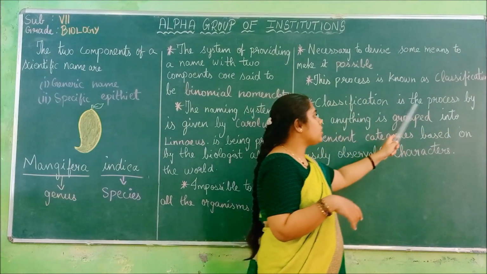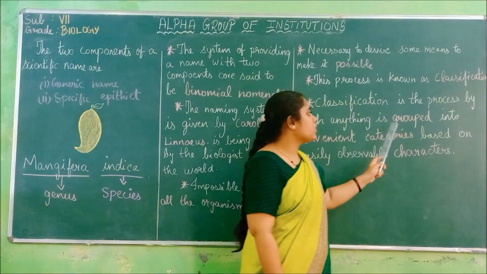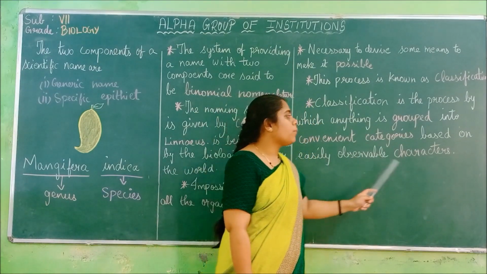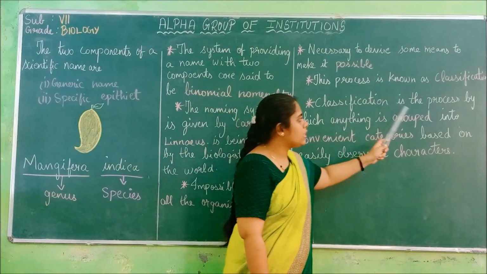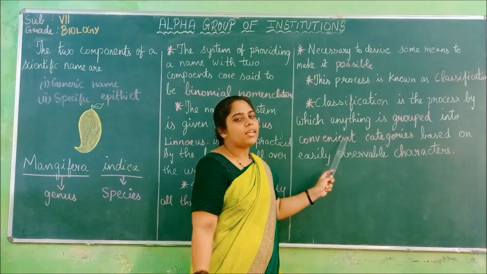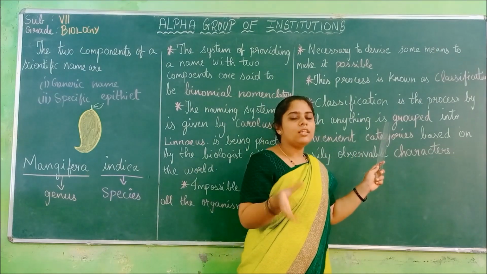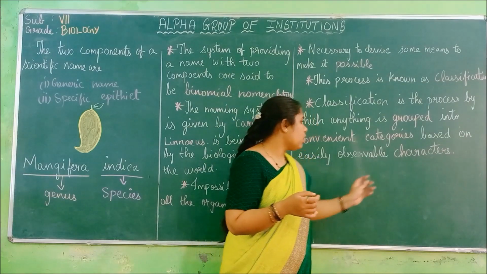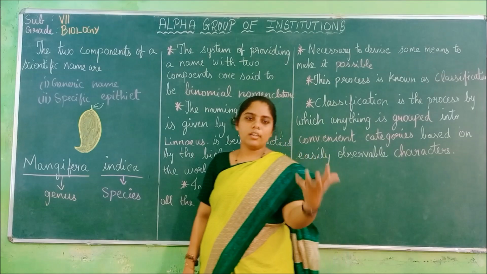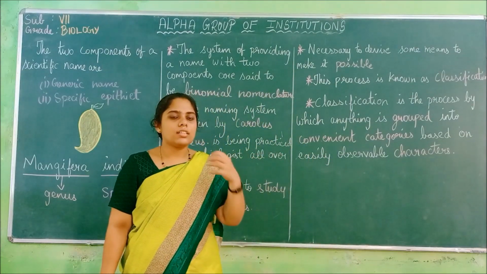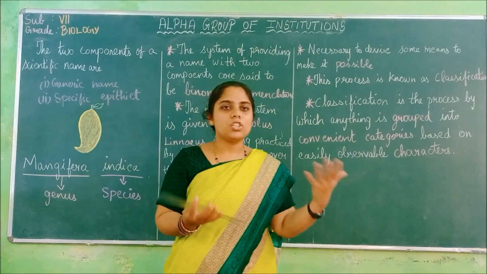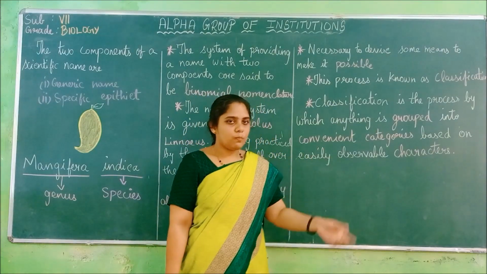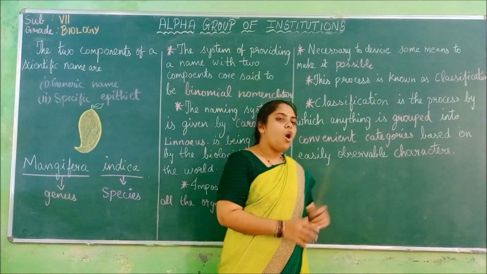Classification is the process by which anything is grouped into convenient categories based on easily observable characters. So classification means the process by which any organism is grouped into convenient categories based on easily observable characteristics. If you take any organism, the characters that are easily observable, external, we can tell. Such characters are taken, and based on that the organisms are classified. Like this, classification is made for all the organisms.